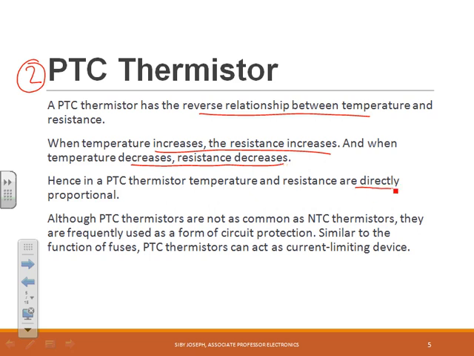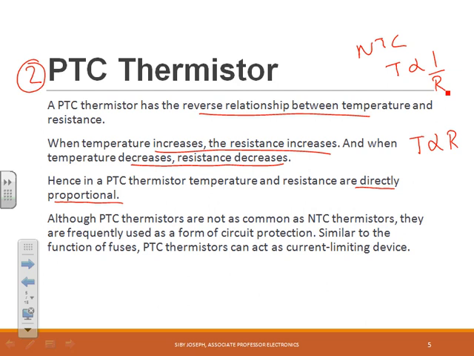We can say that both are directly proportional. Temperature and resistance, that is, T is directly proportional to the resistance value. In the negative temperature coefficient type, or NTC, T is inversely proportional to the resistance, and in positive temperature coefficient, T is directly proportional to the resistance. So these are the differences between NTC and PTC.